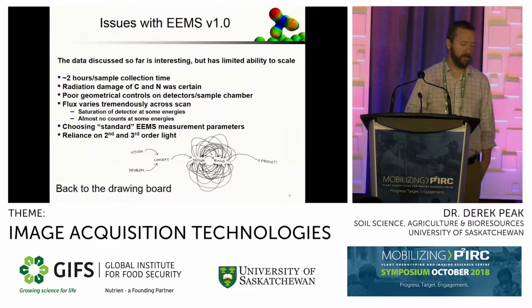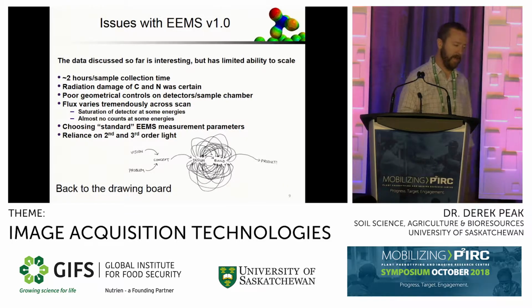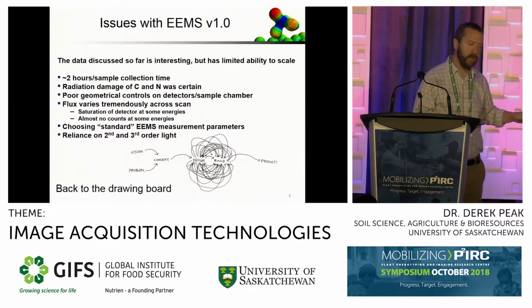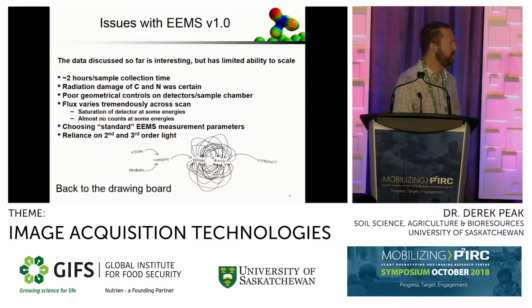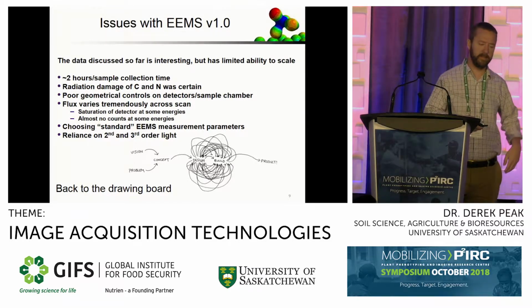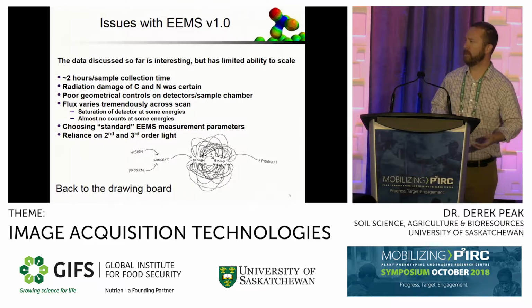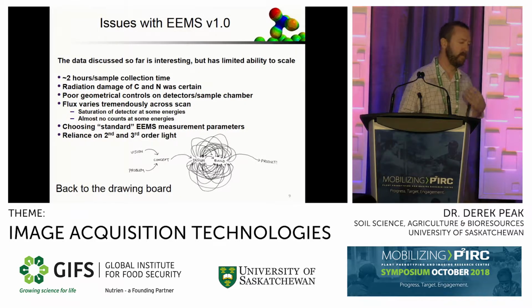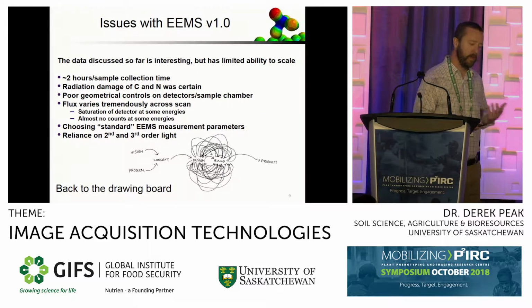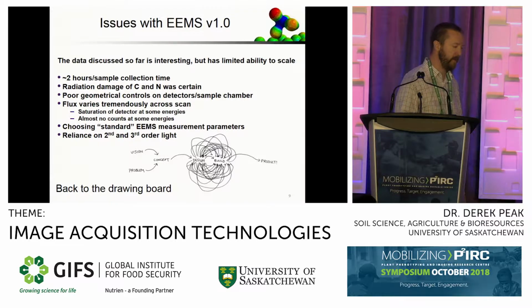However, I'll give you some little secrets of how the sausage is made, I guess. There's some problems with this. One of those is the data that I showed you took about 2 hours a sample to collect and is definitely going to radiation damage a lot of your soft X-ray materials. So you're not going to be able to look at carbon and nitrogen, which is one of the main elements we want to look at.